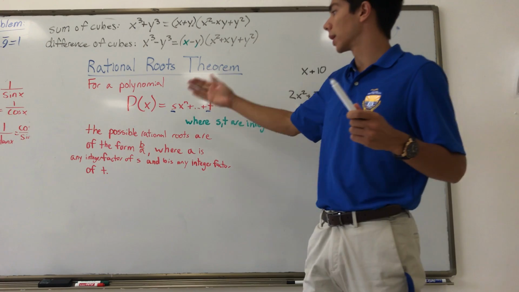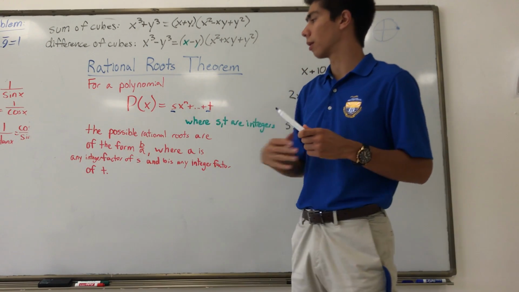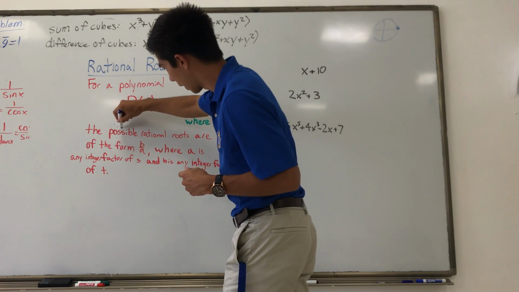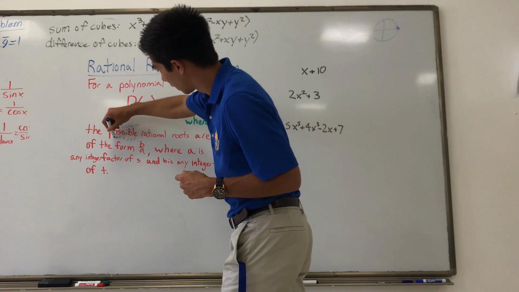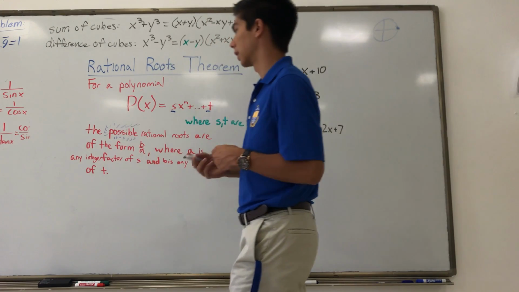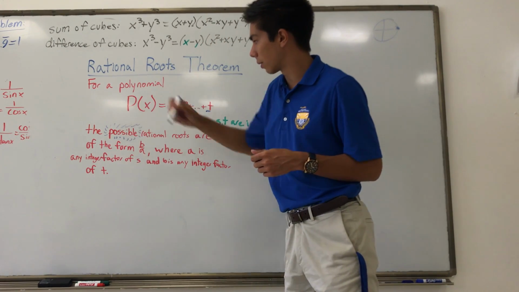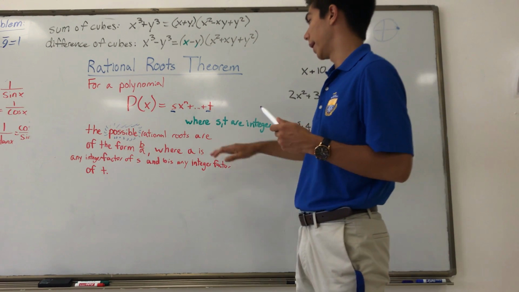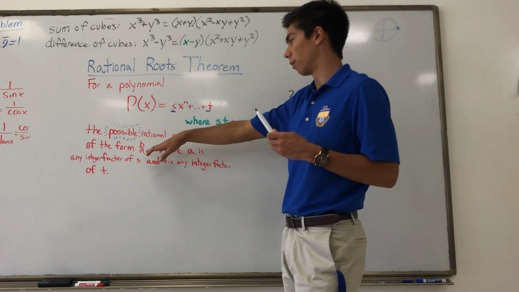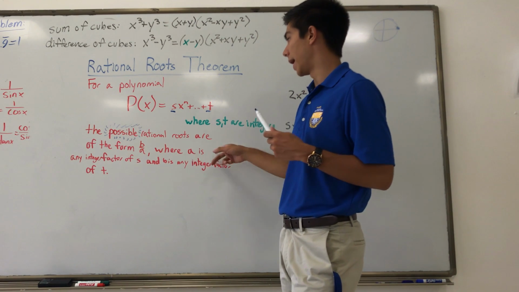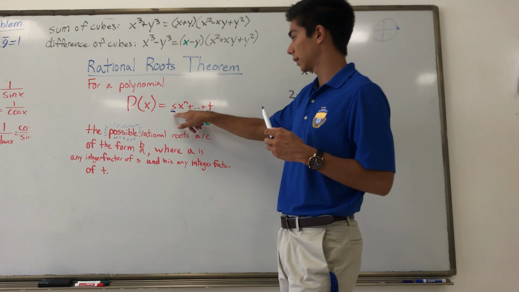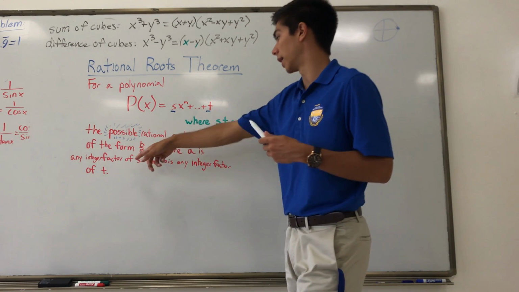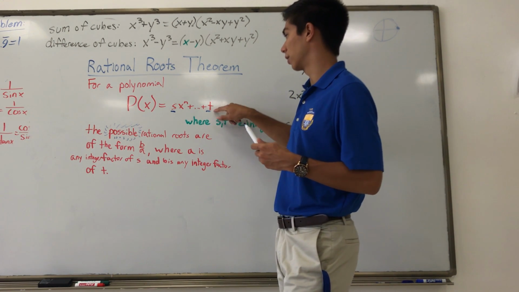The rational roots theorem lets us figure out what the possible rational roots are. So remember, possible. It doesn't say that they are the roots. It says that this list that we're going to be able to create is the possible rational roots. And those rational roots have the form of b over a, where a is any integer factor of s, and b is any integer factor of t.